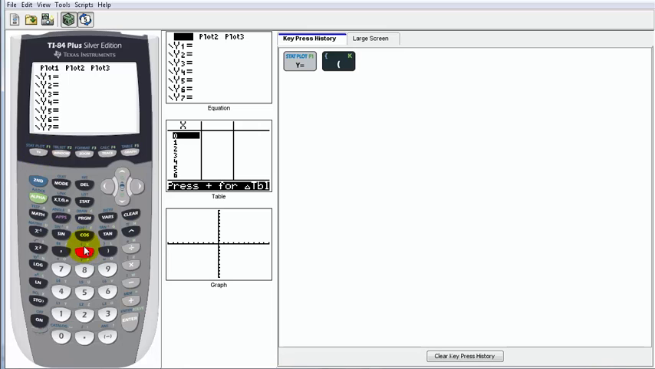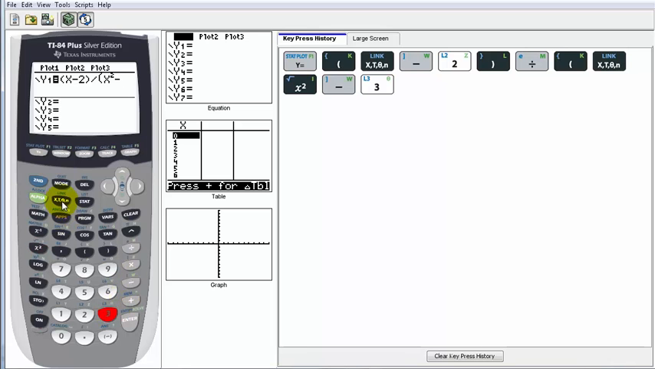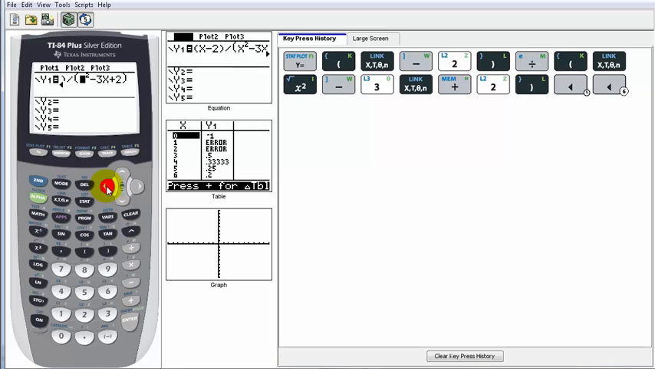That takes me to my y equals list where I can put my function in. I'm going to use left parenthesis and x minus 2 and close it with the right parenthesis. Okay, divided by left parenthesis again, x squared minus 3x plus 2. And we're going to close it with the right parenthesis. So I have entirely enclosed my denominator, and if we arrow back over, you can see that I've entirely enclosed my numerator.